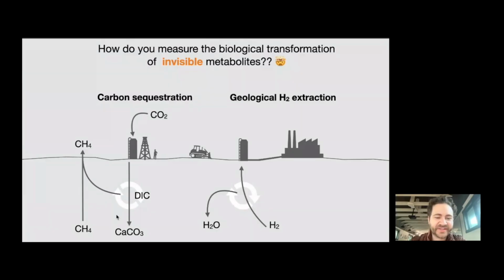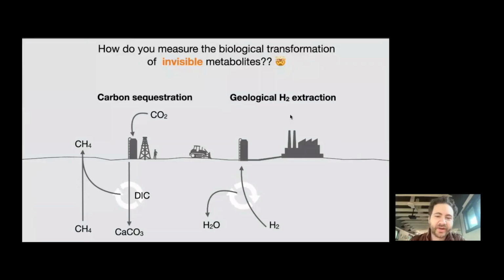This is a bit difficult to study because, as we know, serpentinizing systems are rich in methane on their own. They're producing methane abiotically, and so the methane effluxes that you can measure at the surface are integrated from both the biotic and abiotic forces. So we get to this question of how we measure the biological contributions to these, what we're calling invisible metabolites, where we're not entirely sure what proportion of them are produced by microorganisms and what proportion are produced by the serpentinization process in general.